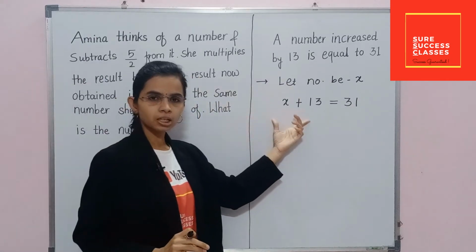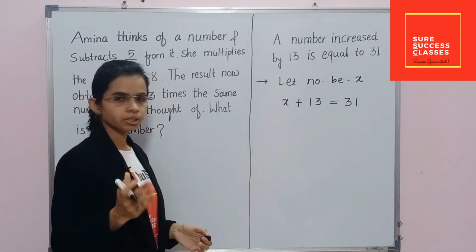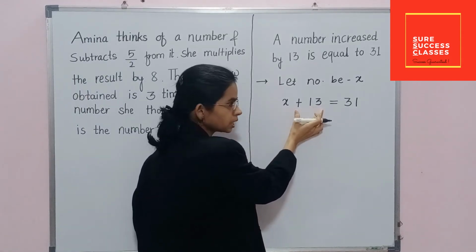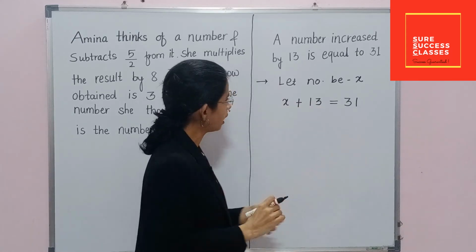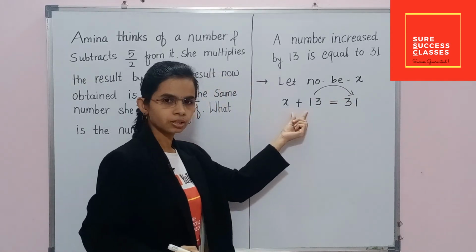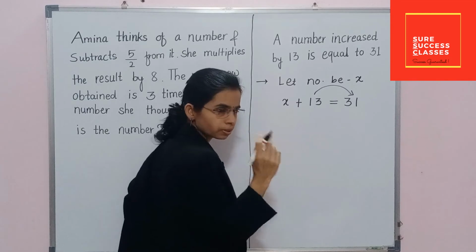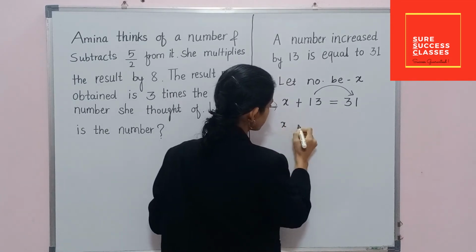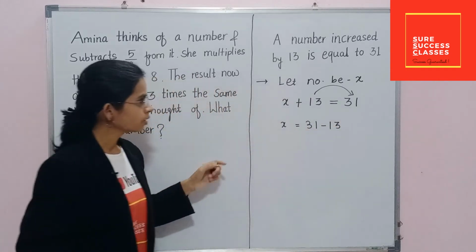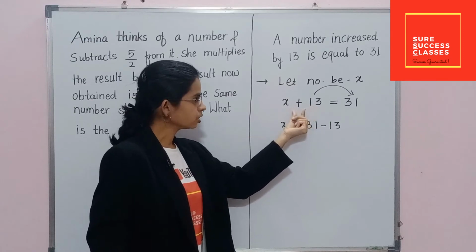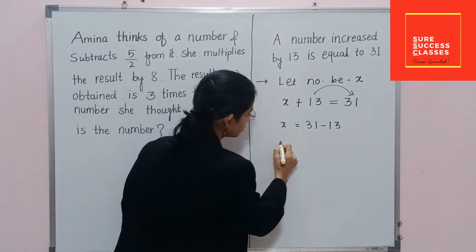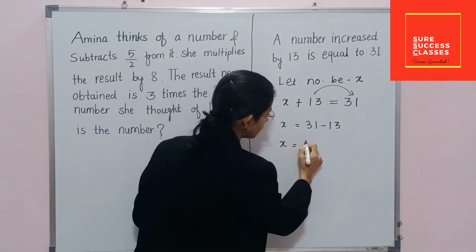Here we have got this linear equation and it is very easy to solve. When we put this plus 13 to the right hand side, the symbol of addition will change into minus: 31 minus 13. When there is an addition sign, it will change into a minus sign, or vice versa. So here we will get our answer as 18.